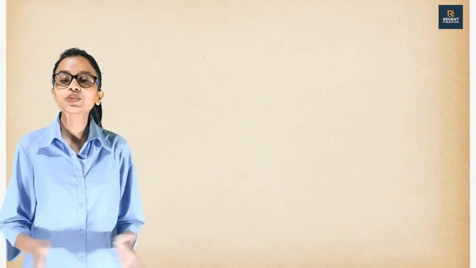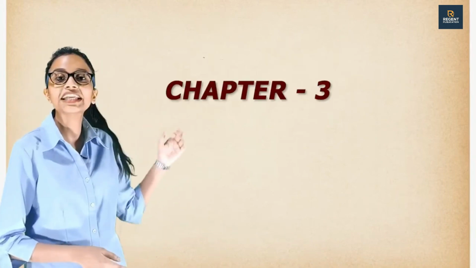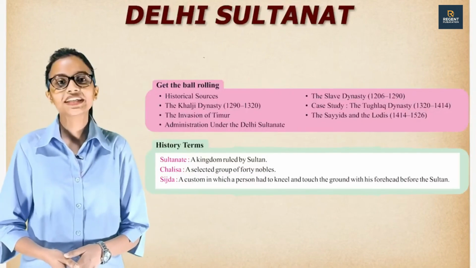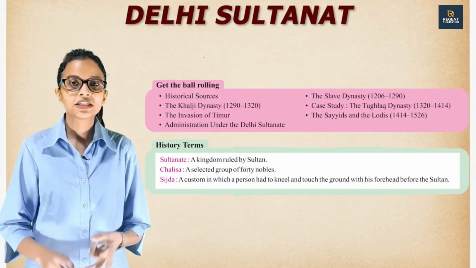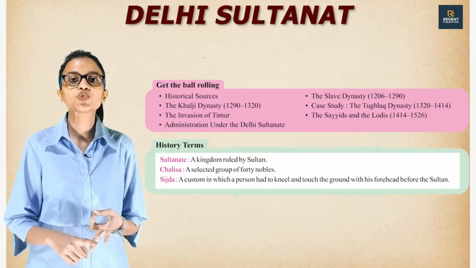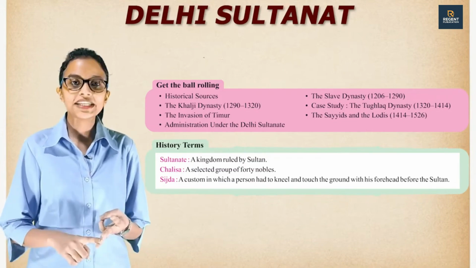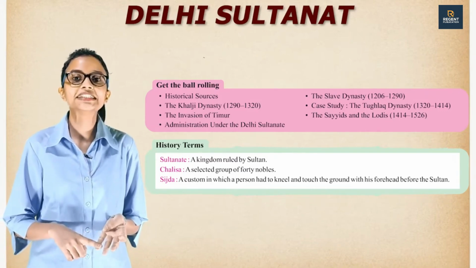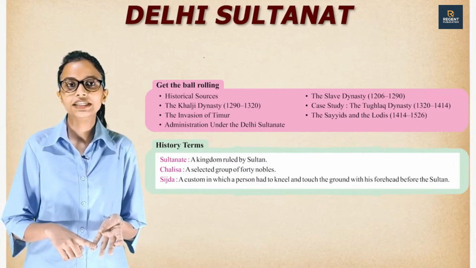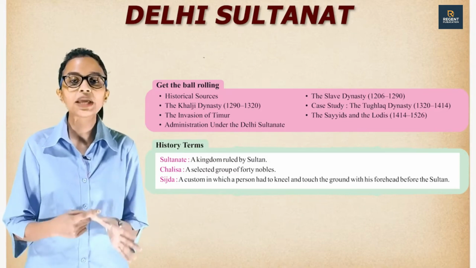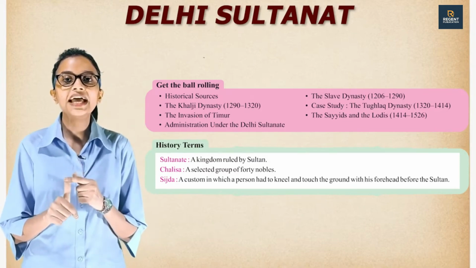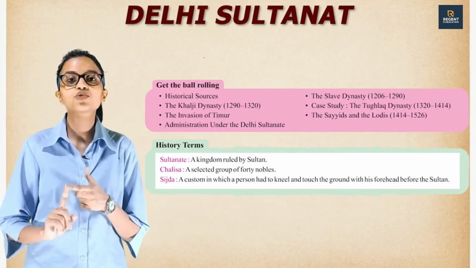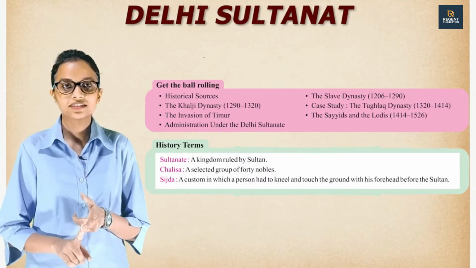So, today I am here to start with chapter 3 of history, and the name of this chapter is Delhi Sultanate. So, let's get the ball rolling. Historical sources: the Slave dynasty 1206 to 1290, the Khilji dynasty 1290 to 1320, the Tughlaq dynasty 1320 to 1440, the invasion of Timur, the Sayyids and the Lodhis 1414 to 1526, administration under the Delhi Sultanate.